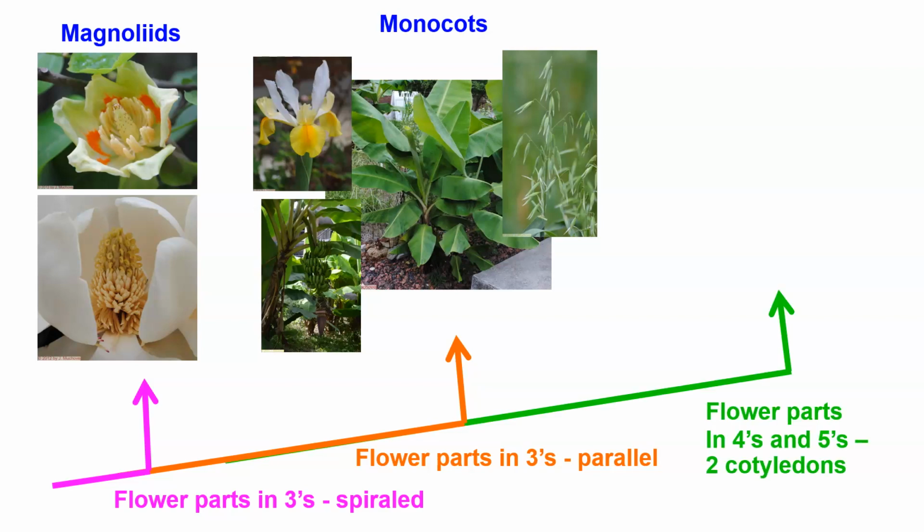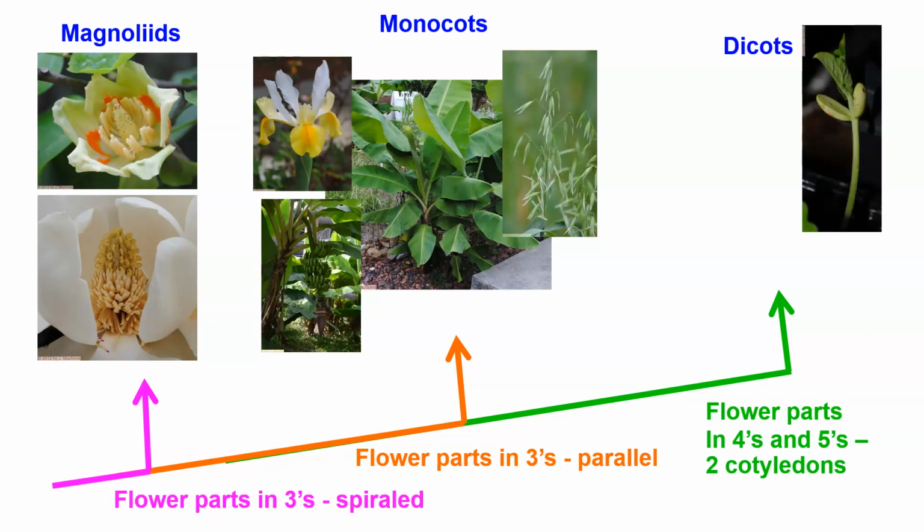The next step up says we're looking at flower parts in fours and fives, and now we start to have two cotyledons, and in this particular case we're going to talk about dicots. Di meaning two, cot referring to cotyledon. When you see this plant, and this is a bean plant as it's germinating, what you can see is that inside of the bean there were the two storage leaves, and those are the cotyledons, and those are represented by the two first very thick sort of leaves that come out.